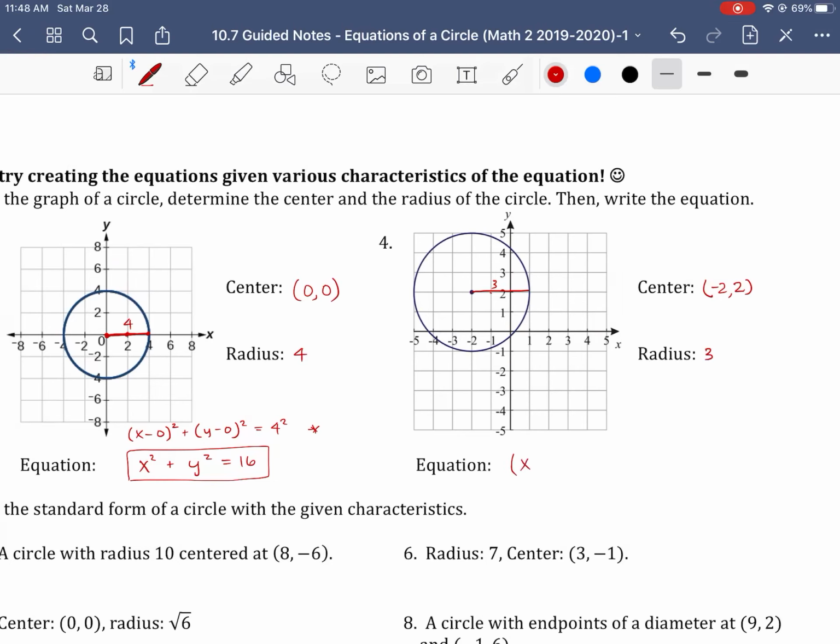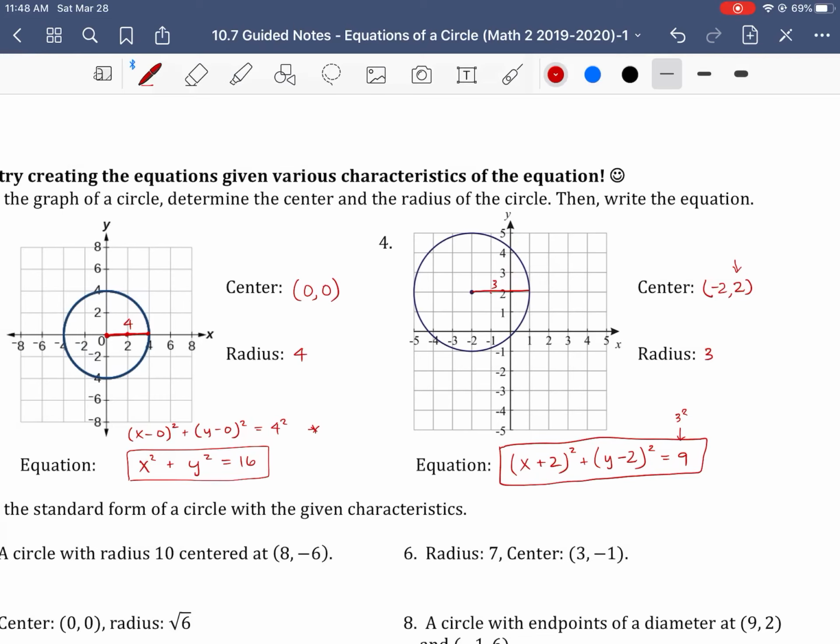So again, we build our equation. We do x and the opposite when we put it in here. So if that's negative 2, I'm going to put plus 2. Y minus 2, because this guy up here is a positive 2, and don't forget to put squares on those, is equal to 3 squared, right? So 3 squared is 9.